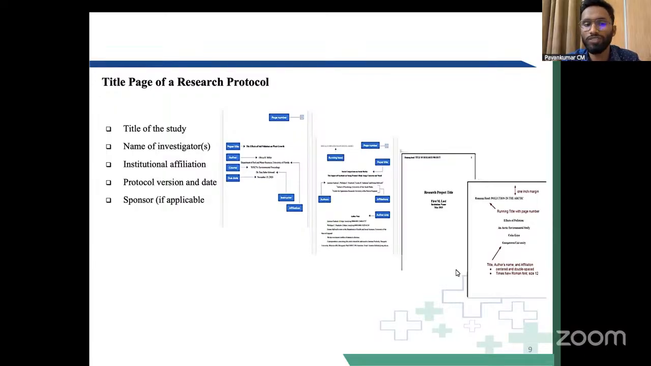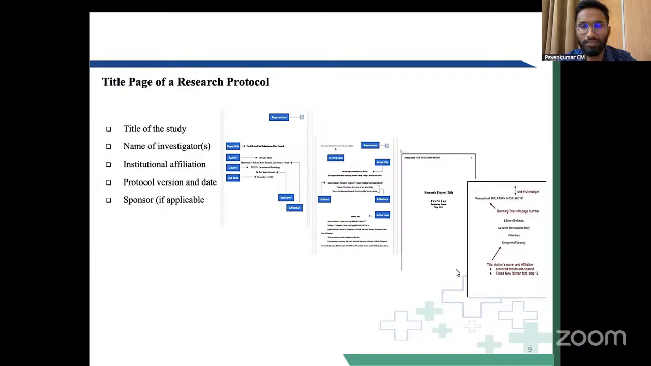And the protocol version is also very important, because as we said, we can't change anything once we have gone with an ethical clearance. If we need to change anything, we again have to give a justification to the ethical members, and then we change the protocol version and the date. And also sponsors, if we have any, we mention. But in academic work we do not mention any sponsors; only our name will be there, and also under whom we did it.